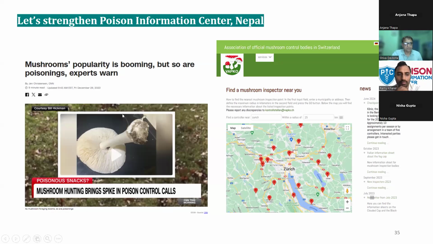There is one case. I mean, there is news from CNN, I guess. Mushroom popularity is blooming, but so are poisoning experts. Mushroom hunting brings a spike in poison control calls. So these are some common things we should understand, and we should make people aware with our science and with our knowledge.